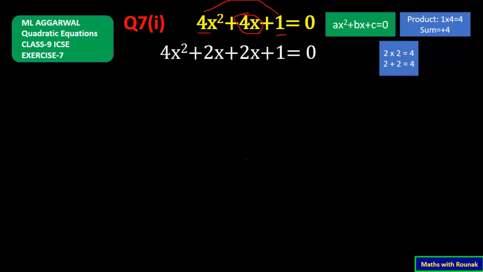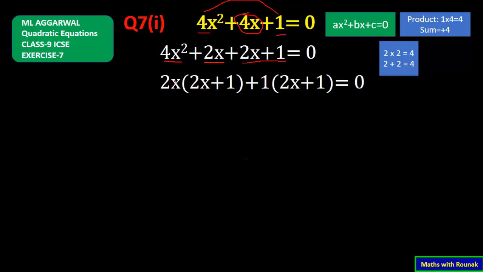Now let's split 4x. So the equation has now become 4x square plus 2x plus 2x plus 1 is equal to 0. Now we can take 2x common from 4x square and 2x, and from these two terms we can take 1 common. Now the equation will become 2x in bracket 2x plus 1. If we take 2x common from here, 2x will be left, and if we take 1 common, then the original expression will be left.